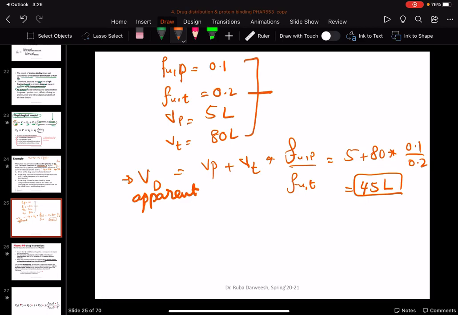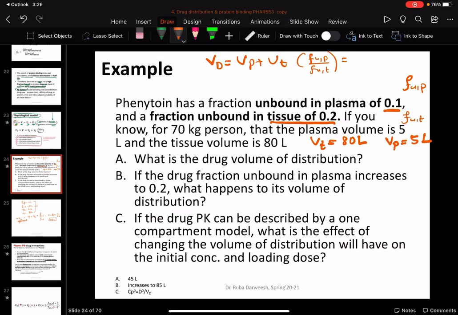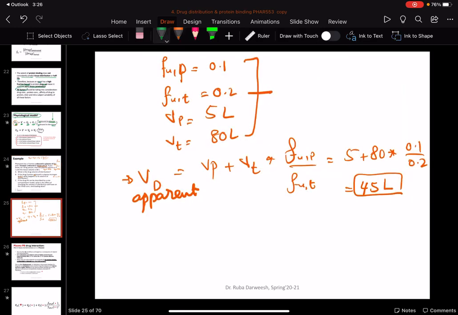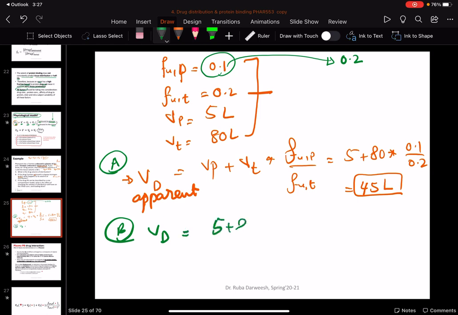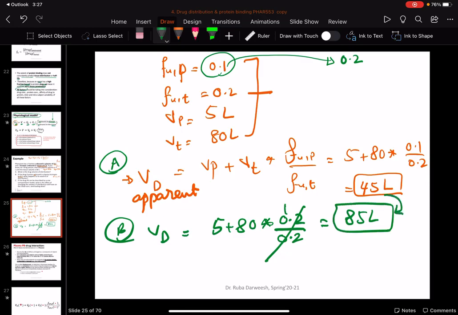Okay, what if the drug fraction unbound in the plasma increases to 0.2? Imagine that the fraction changes from 0.1 to 0.2 only, which is 0.1 difference, okay? What happens to the volume distribution? So if this is A, if this changed to 0.2, okay, then accordingly volume distribution would be equal to 5 plus 80 multiplied by 0.2 over 0.2, which is equal to 85 liters. Imagine the difference.